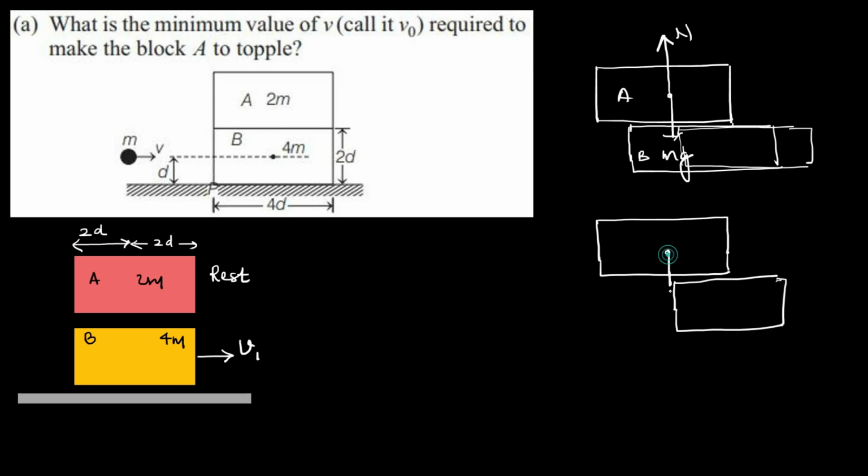So mg will be here, and just after, the normal reaction moves here, so there is a little gap between the normal reaction and mg. That will constitute a force couple and it will topple it like that. So A will topple when B has traveled a distance 2d, and for that to happen we have to find the minimum value of V, and that minimum value we call V0. So I think that is clear. A will topple when B moves a distance 2d.